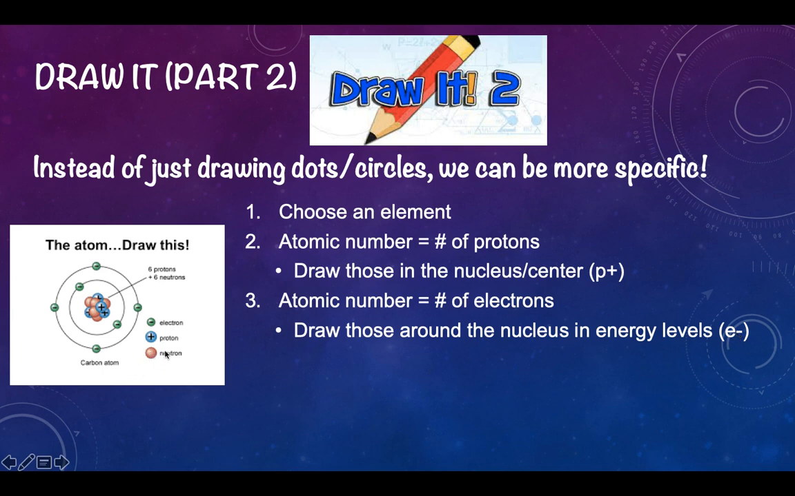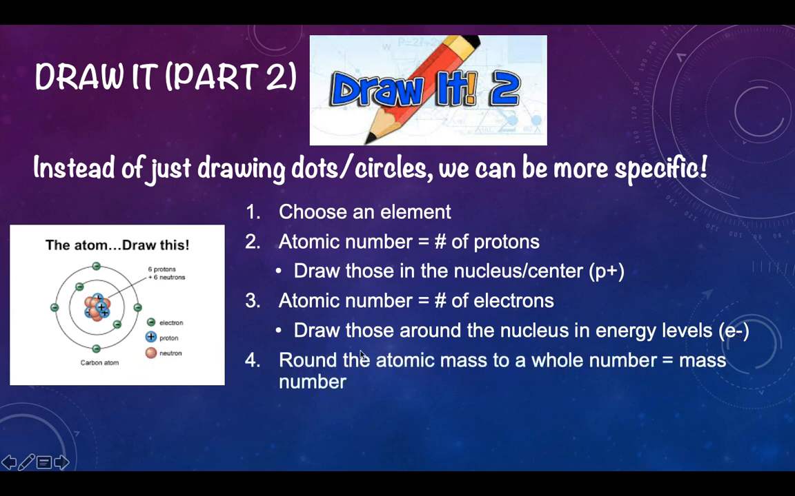Now we got to figure out the neutrons, and the neutrons take a little bit of work. So what you'll do is you'll find the atomic mass for whatever element we're using, and you'll round it to a whole number. That is known as the mass number. And the mass number has something to do with the neutrons. We're going to learn a little bit more about that tomorrow.